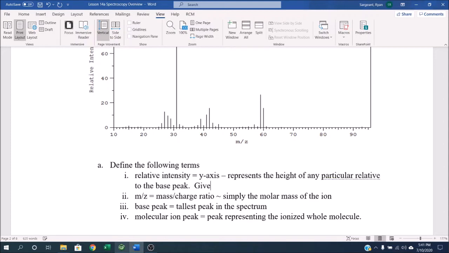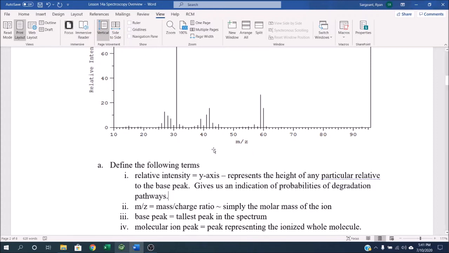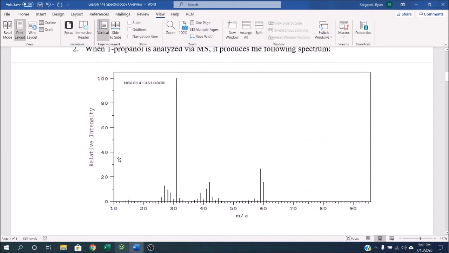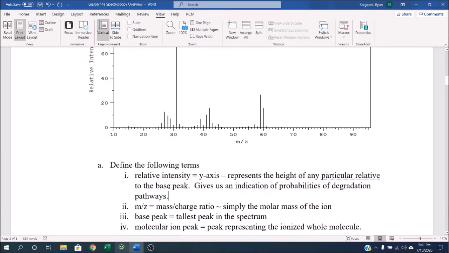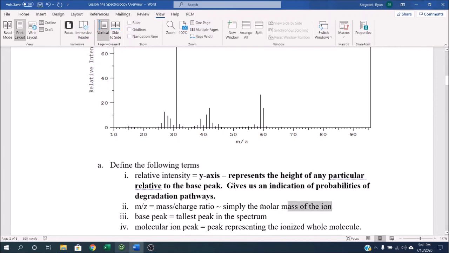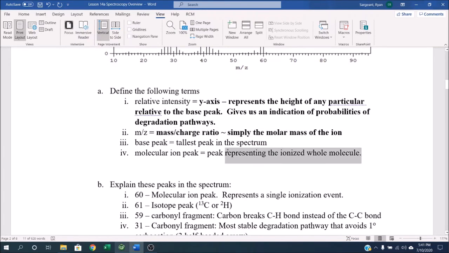And this is nice because it gives us an indication of probabilities of degradation pathways. And so the higher the relative intensity, the more probable that particular degradation pathway. And that's important when you're considering the stability of these ions as they fall apart. We'll make these in bold so it looks official. And I think we're ready to move on to the next question.